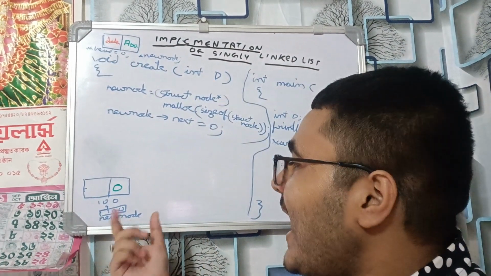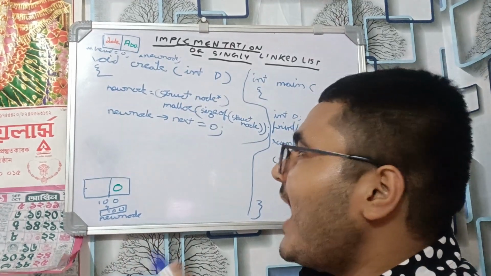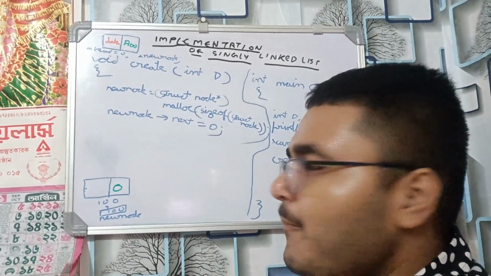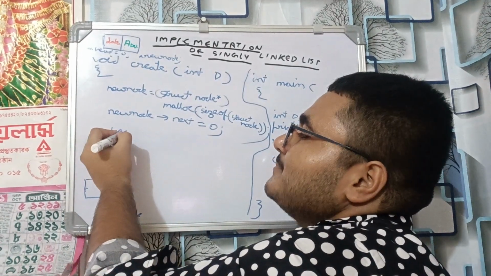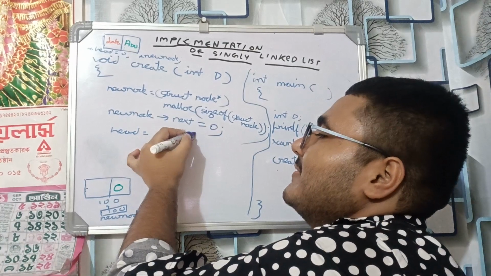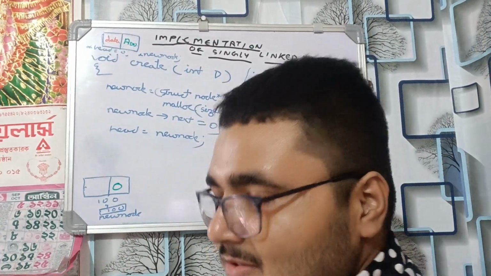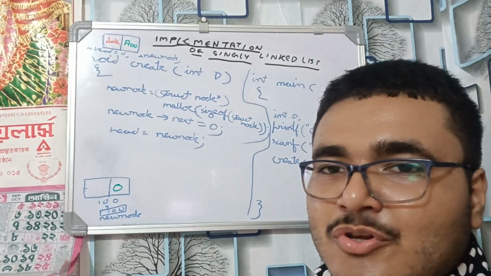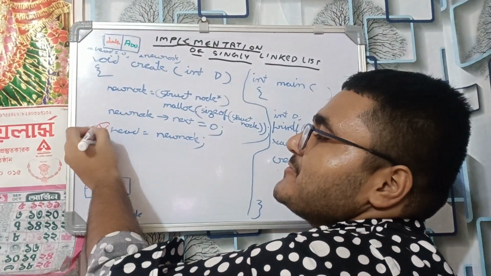Now, what is the proof this is my first node? So I need to now point head to this node. So head equal to new node. Right? Head equal to new node? No, this is not right. This line is absolutely wrong.